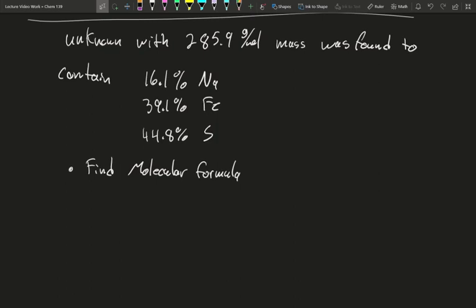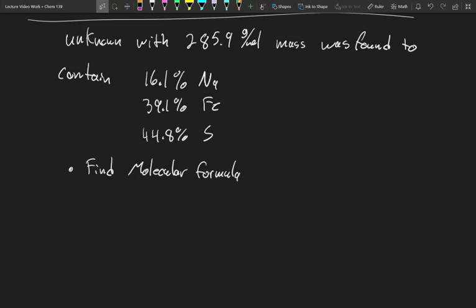In this video, we're going to take an unknown that we were able to identify the molecular mass for at 285.9 grams per mole. And we were able to identify the mass percent of its contents at 16.1% sodium, 39.1% iron, and 44.8% sulfur. Using this, we're going to find the actual molecular formula for this unknown.